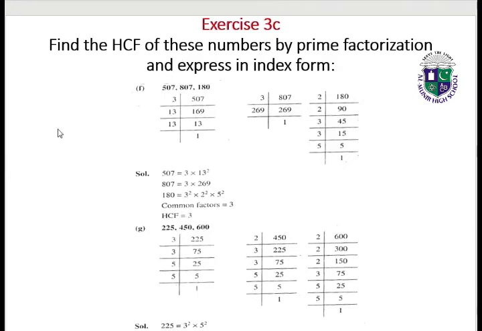Exercise 3C, find the HCF of these numbers by prime factorization and express in index form: 507, 807 and 180.